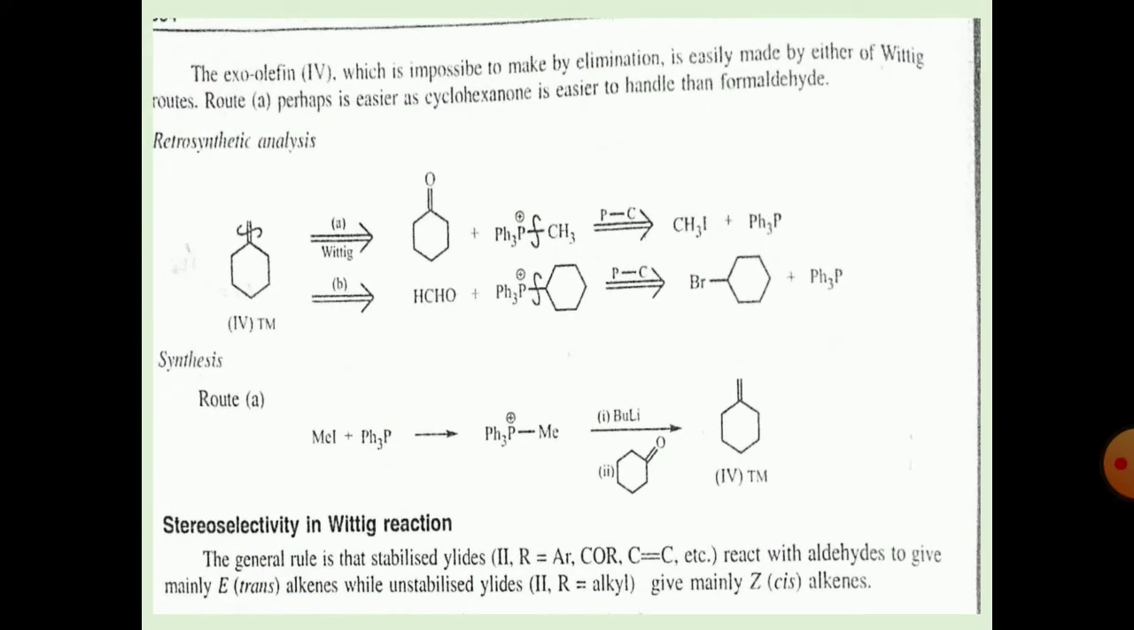Perhaps cyclohexanone is easier to handle. For the analysis, the first is a Wittig reaction, the alkene is converted into the ketone. Then the PCH3 bond is disconnected, forming this halide and PPh3. The synthesis, route A: PPh3 is reacted with this alkyl halide forming the phosphonium halide, and then this is attached to the ketone, forming the alkene. The Wittig reaction is a well known reaction.